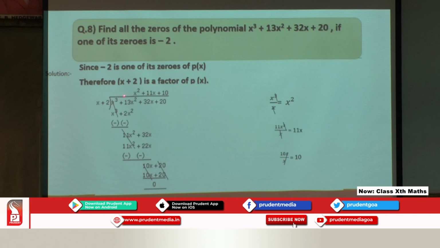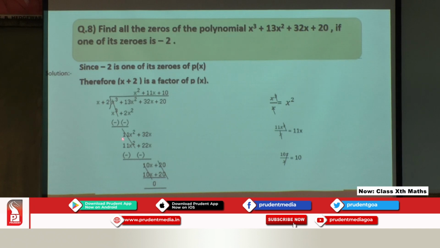Now, this x square we should multiply by the divisor, that is x plus 2. So, x square into x is x cube, again plus into plus, plus 2 ones are 2 x square. Again we should subtract this, the sign will change. Now x cube minus x cube cancelled, we got the answer 0. Again plus, minus, so positive and negative, so we should subtract. So 13x square minus 2x square, subtract. After subtraction we got 11x square here, plus bring down this 32x.